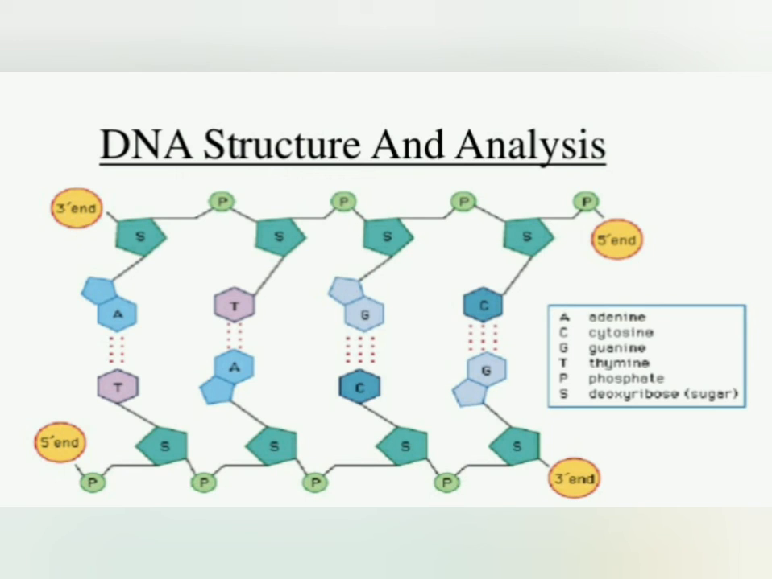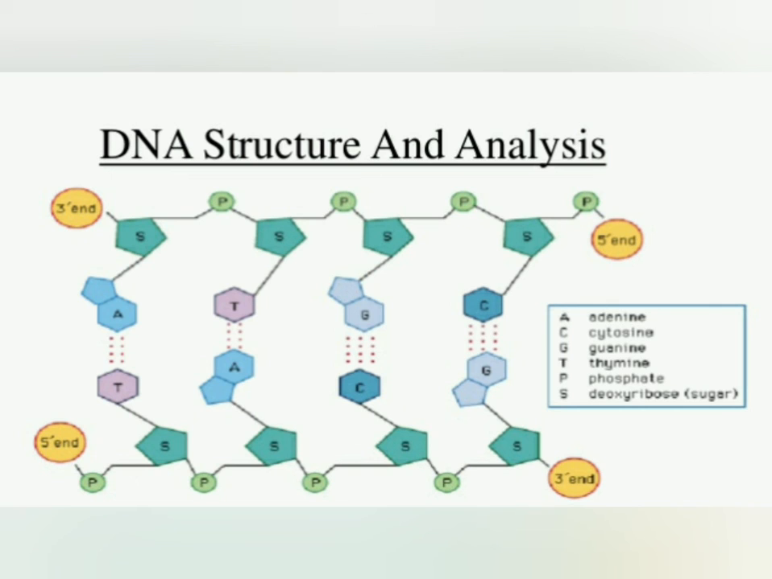The phosphate group side is the 5' end, and the other side is the 3' end. The backbone in a polynucleotide chain is formed by sugar and phosphate. This sugar-phosphate part is called the backbone of a polynucleotide chain.